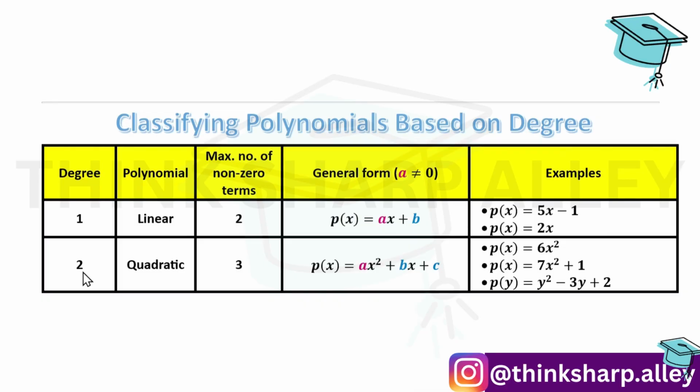If a polynomial has degree 2, it is called a quadratic polynomial, which can have maximum 3 non-zero terms, which are ax squared, bx, and c. Now, the ones which I have marked with blue, all a, b, c, these are all real numbers. The ones that are marked with blue, their value can be 0. So I've given a few examples. Remember, a cannot be 0.